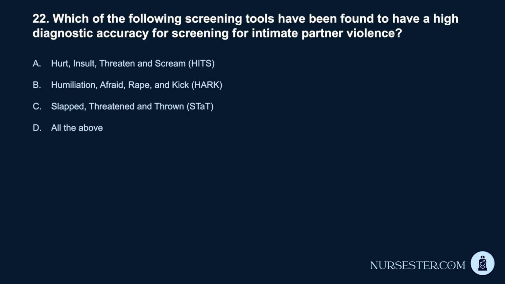22. Which of the following screening tools have been found to have a high diagnostic accuracy for screening for intimate partner violence? A. Hurt, insult, threaten and scream, HITS. B. Humiliation, afraid, rape, and kick, HARK. C. Slapped, threatened and thrown, STaT. D. All the above. Correct answer, D.